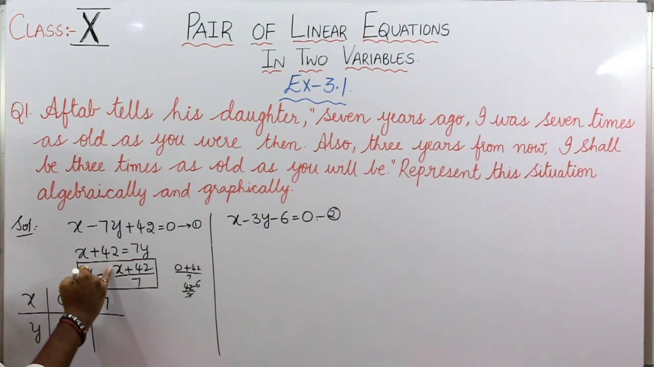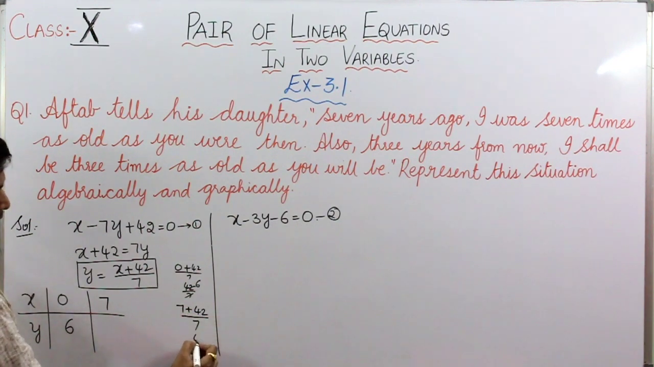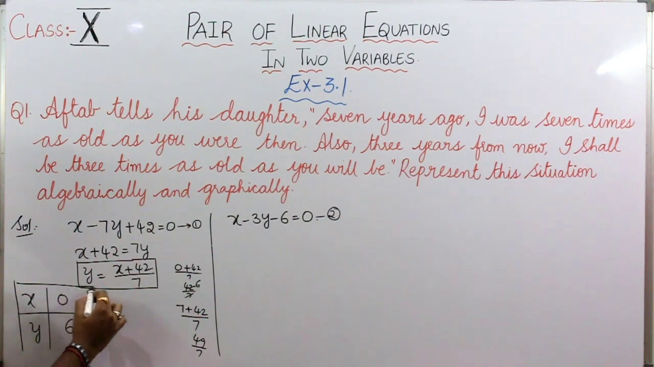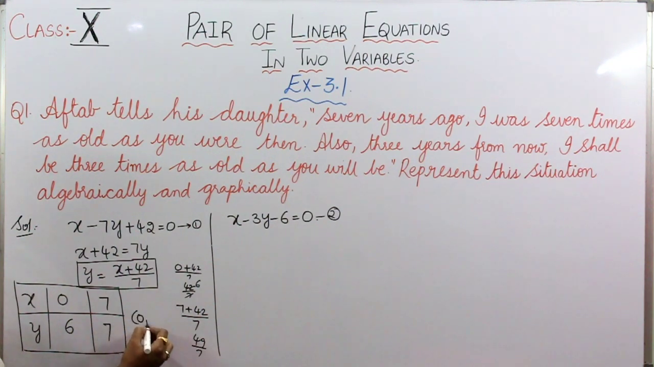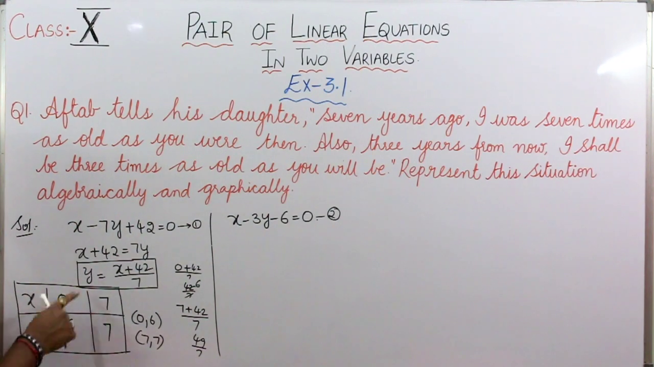Okay, if I take x value as 7 now, what do I get? 7 plus 42 by 7, that is 49 by 7, 7 7s are 49. So therefore the values from this are x, y is 0 comma 6 and the other one is 7 comma 7. What are the values we got? x comma y is 0 comma 6 and 7 comma 7. These are the solutions of the first linear equation. Okay, I hope you got this. Understood? So we are just finding the solutions for this first linear equation.